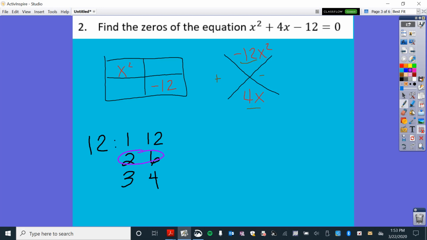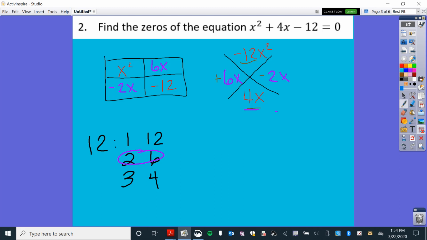Your 2 and your 6. Now which one's going to be positive? The larger number is going to be positive because the sign down here is positive. So your 6 is going to be positive and your 2 will be negative, because 6 minus 2 is 4. So we're going to plug those in. We're going to plug a 6x in one box and your negative 2x into your other box. We're going to factor just like we did before.